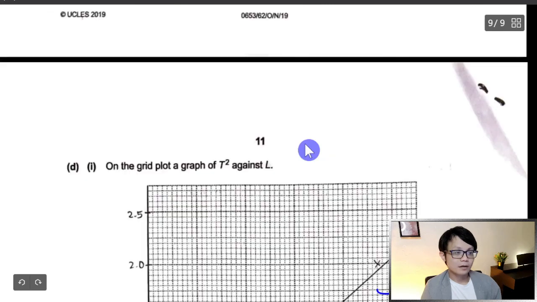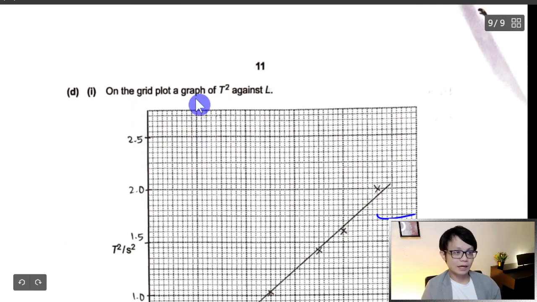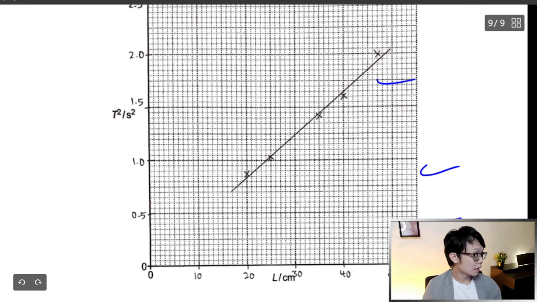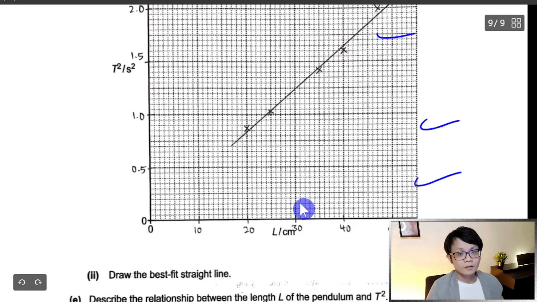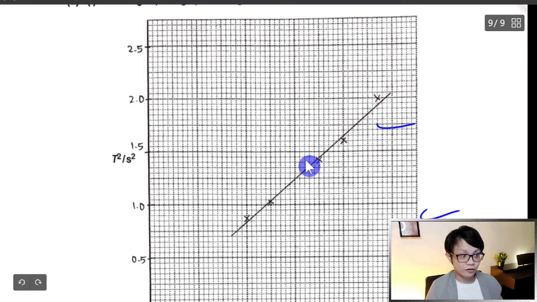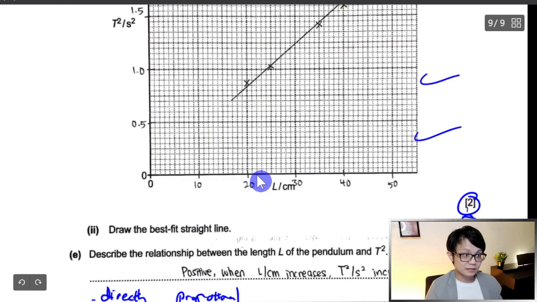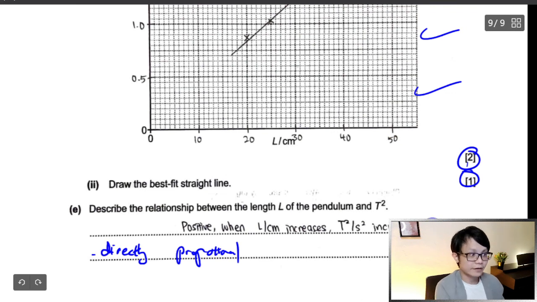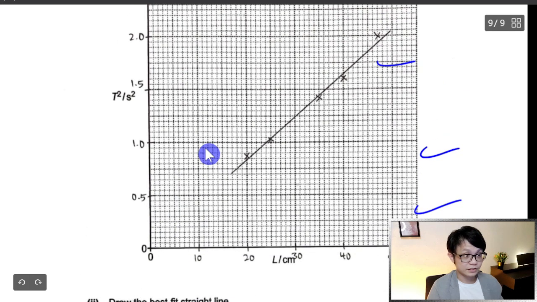Okay. The next question D, plot a graph of T2 against L. So you plotted it correctly, very good. Okay, so as long as the scale is correct and the dotted line is correct, then you get 2 points. Draw a best fit line. So the student drew a best fit line. Okay, so this one I need to take away this 1 point because the marking scheme says starting from 0. So you need to start from 0. You start from 0.